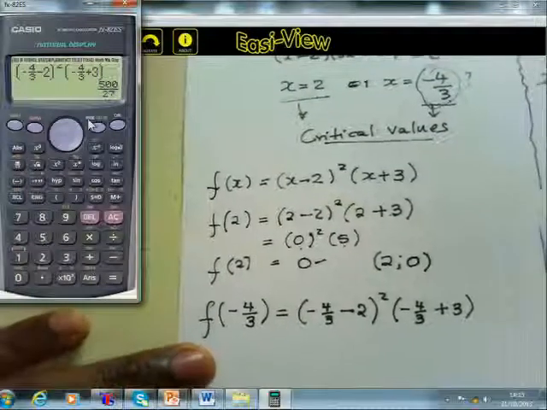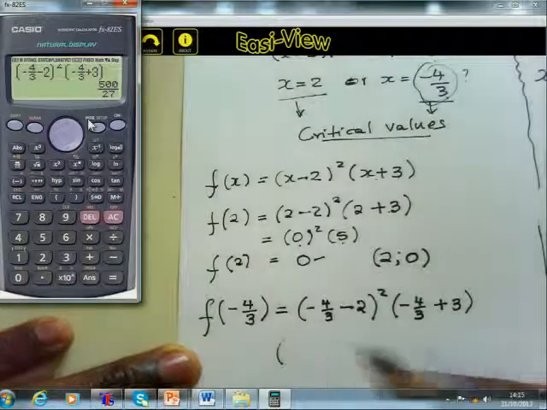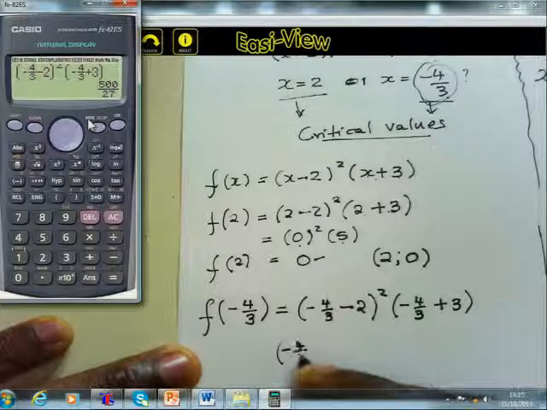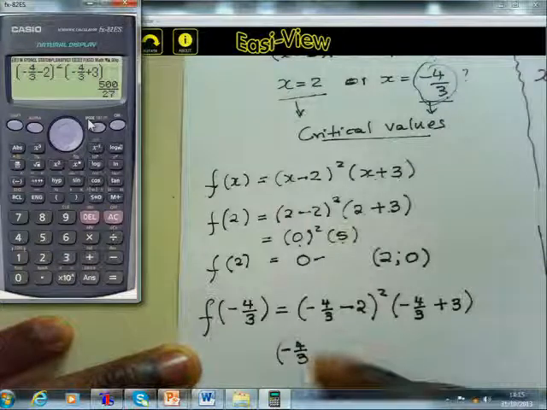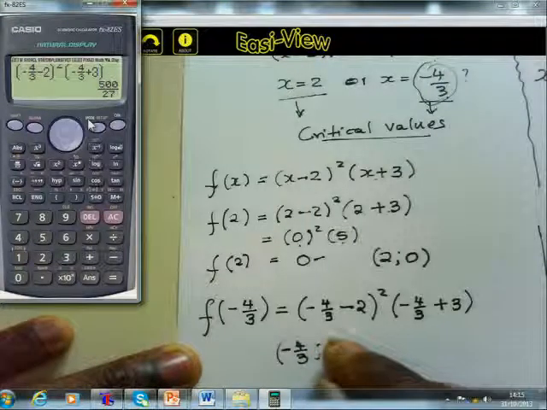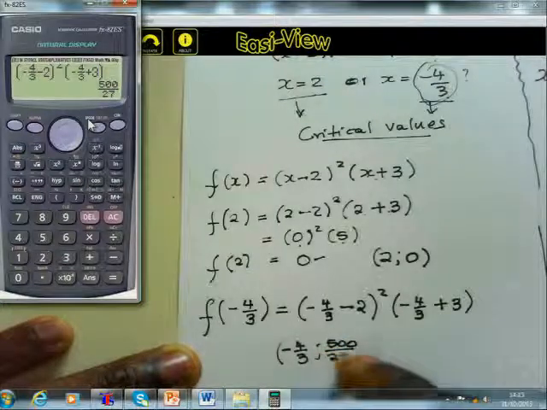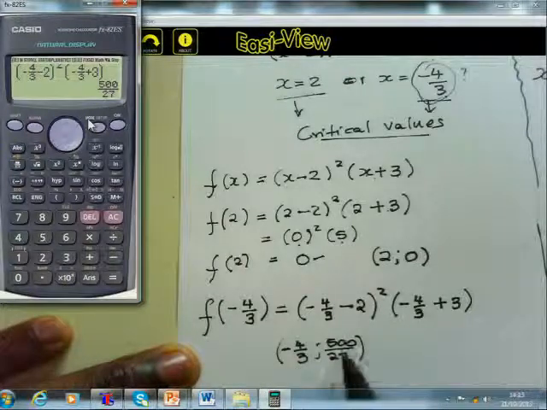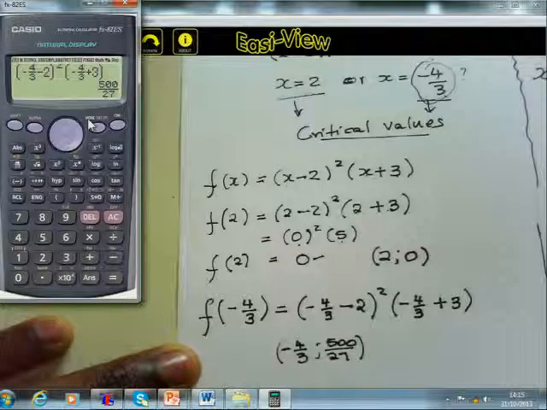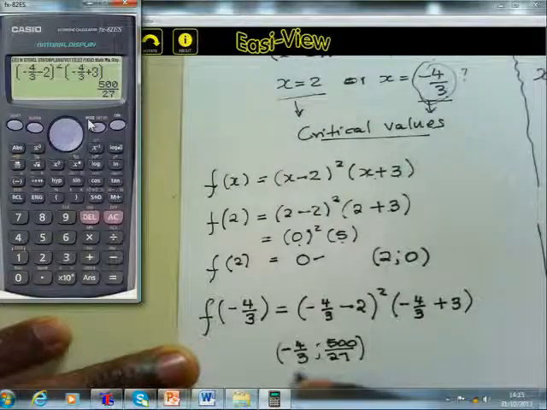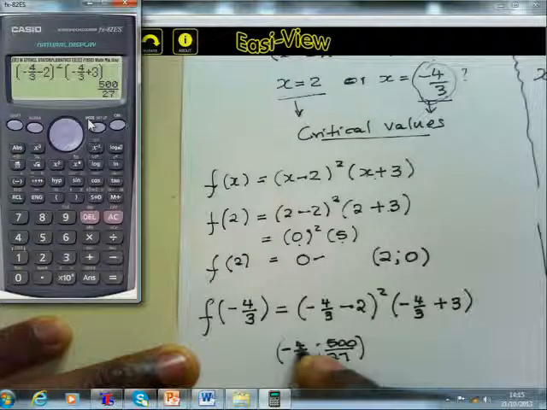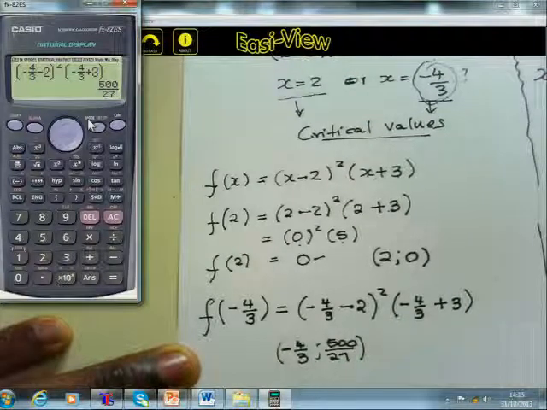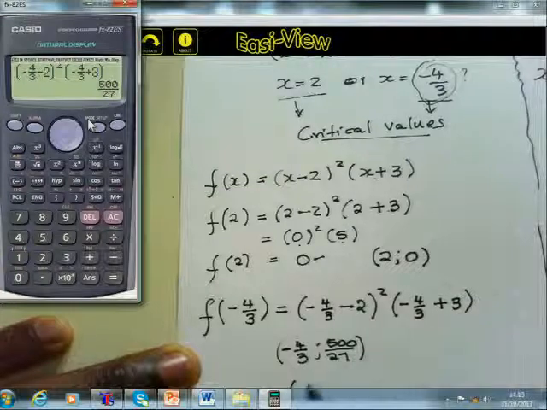500 over 3. Now you write the coordinates of the turning point. They become negative 4 over 3, the value of x, and the value of y, 500 over 27. Remember, you must plot these points, negative 4 over 3 and 500 over 27, on your Cartesian plane. No mistakes, okay? Some of you may have a problem with negative 4 over 3. You can represent this in terms of decimals, approximately to 1 or 2 decimal places.